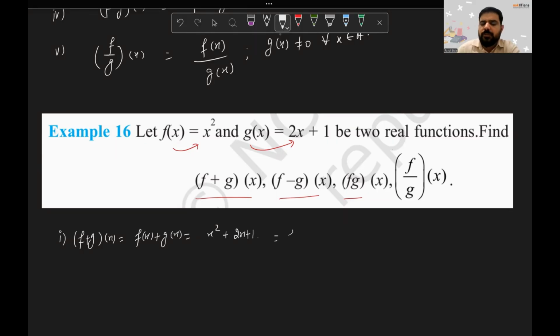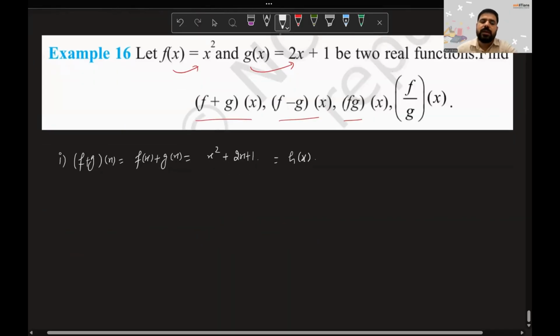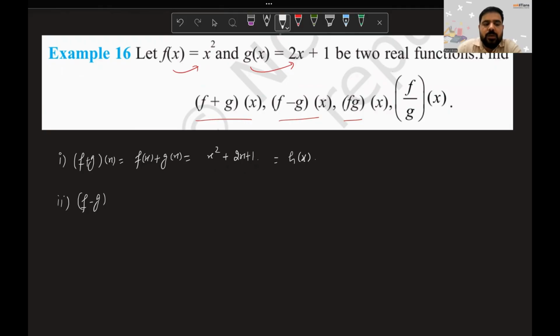We can give it any other name if you want, or else we can just leave it at x square plus 2x plus 1. Next is f minus g of x. This will be f of x minus g of x. So we'll get x square minus the whole thing, 2x plus 1. That's why I have kept 2x plus 1 in the bracket, and we'll have this as x square minus 2x minus 1.